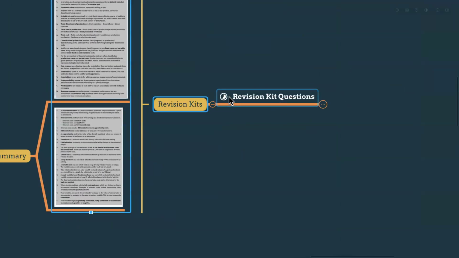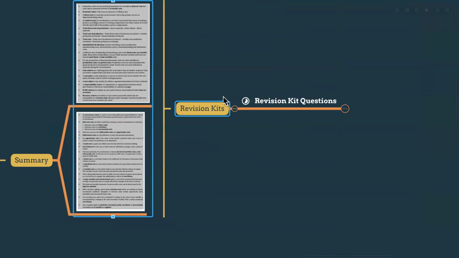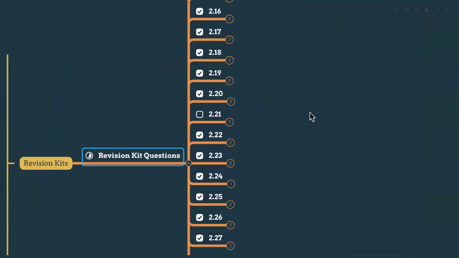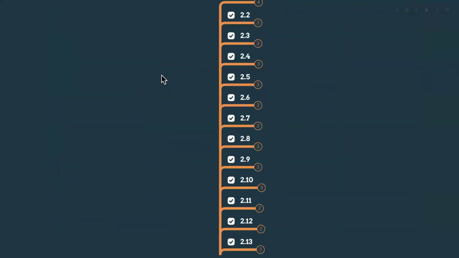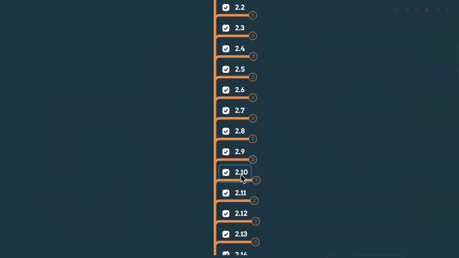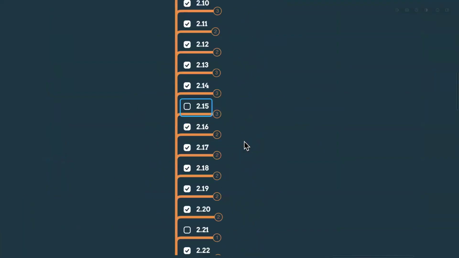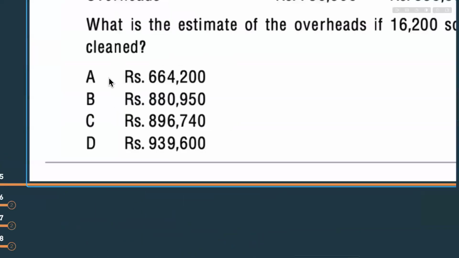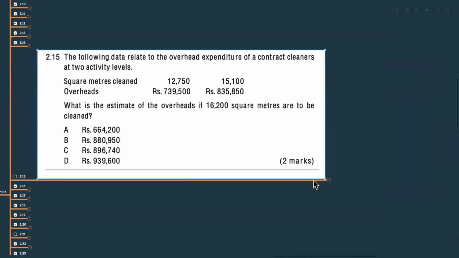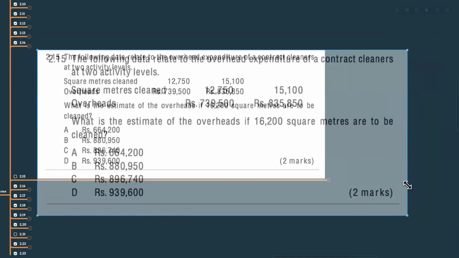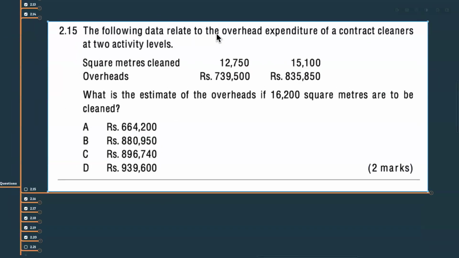In your revision kit questions, I think we did almost 60% of the questions, and we still have the other 40%. We have covered in the previous session these question areas 2.1 and 2.10, and we have to do 2.15. So in this 2.15, here is the question: the following data relate to the overhead expenditure of a contract cleaners at two activity levels, right? So this is the overhead expenditure.